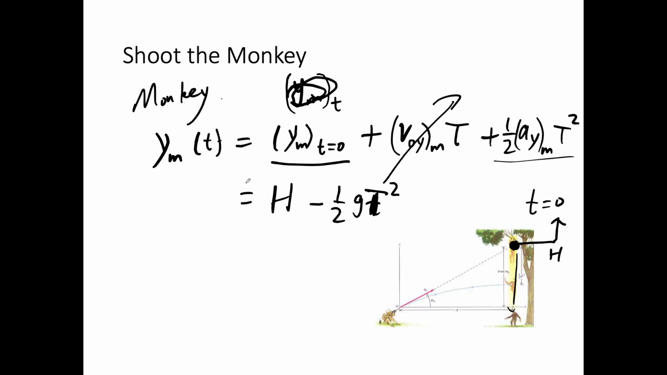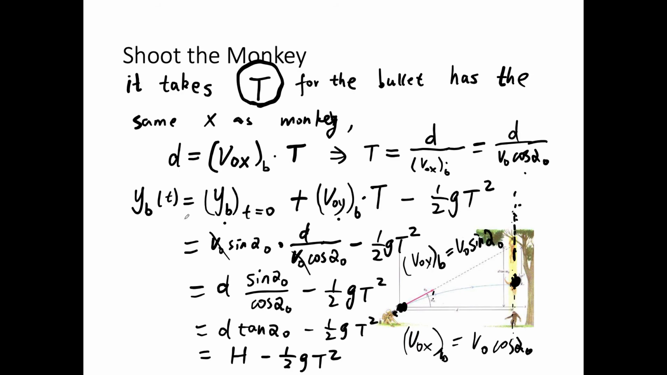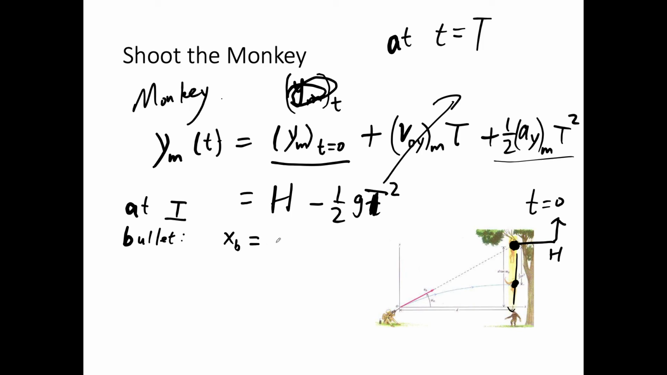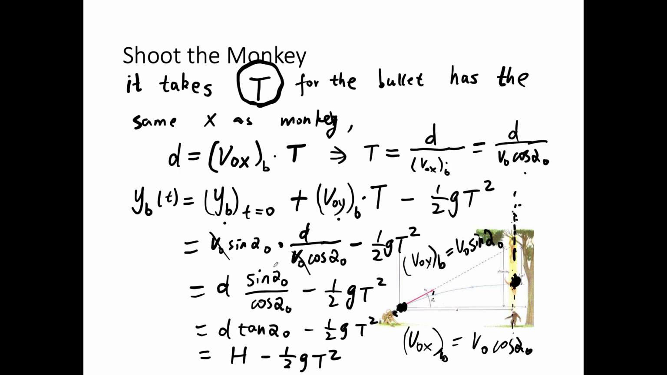So at the time t equals capital T, the bullet is at a coordinate. Its position is x of the bullet at time t, and this t equals d divided by v0 cosine alpha 0. The x coordinate of the bullet is d. The y position of the bullet, let's check our calculation, is h subtract 1/2 g t squared.